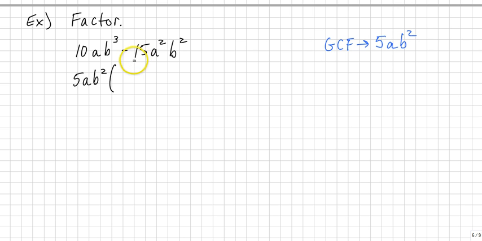So you just got to ask yourself, 5 times what would be 10? Well, 5 times 2 would be 10. And then a times what would be a? And it'd be a times 1. And then b squared times what would be b cubed? And it'd be b. And then 5 times what would be negative 15? It'd be negative 3. And then a times what would be a squared? And it would be a. And then b squared times what would be b squared? And it would be 1.